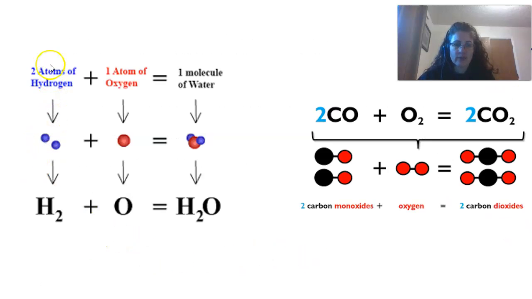So here's a couple examples of that. Two atoms of hydrogen, one atom of oxygen, and you get water. Two carbon monoxides plus one oxygen gives us two carbon dioxide. That goes to your review sheet, question 13: what is this molecule right here called? Carbon dioxide. Di meaning two, so it means carbon and two oxygens.